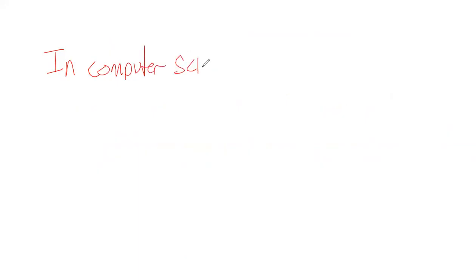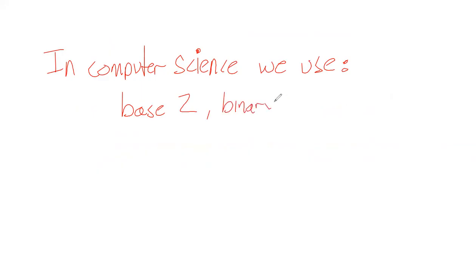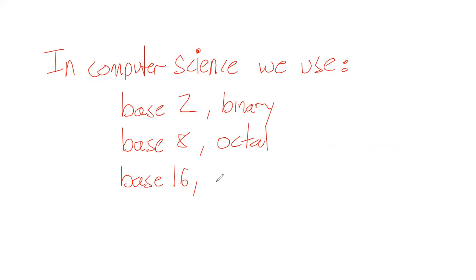Okay. And in computer science, it's quite convenient to work in bases that are multiples of 2. Specifically, we use base 2. We call this binary. We use base 8, which we call octal. We also use base 16, which we call hexadecimal, and sometimes just hex for short.